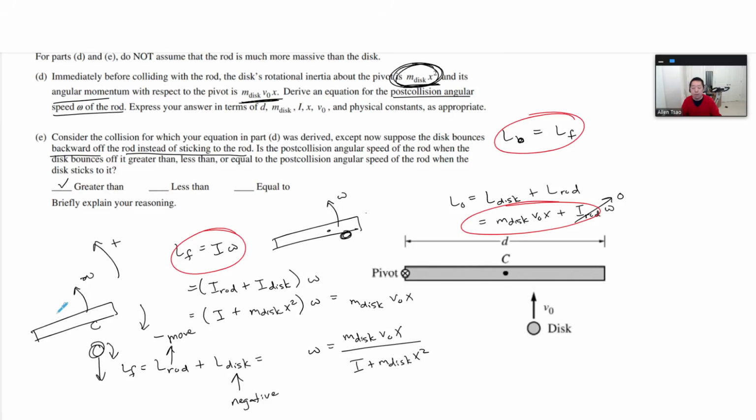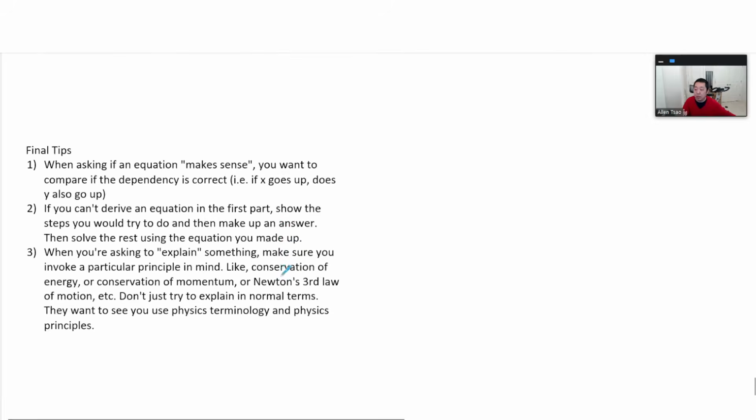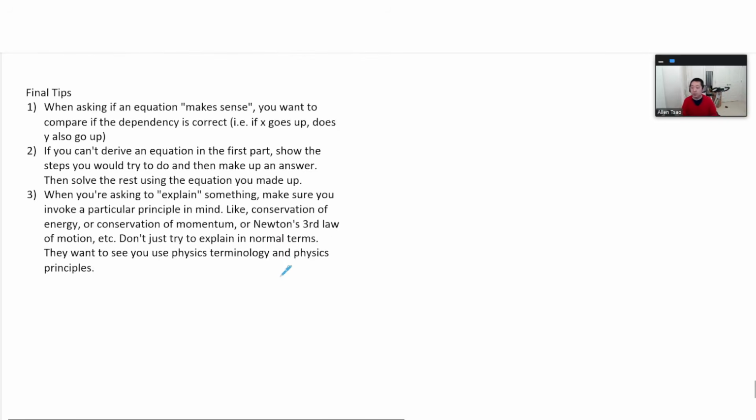Okay. All right. Last things I wanted to talk about with you guys. Final tips. I talked about the first one just now. When asking if the equation makes sense, you want to compare if the dependency is correct. That means if one variable goes up, another variable goes up too. That's a dependency that you're looking at. That's the main thing they're asking you to interpret in those equation-based questions. Second, if you can't derive an equation in one part, or you can't get an answer to a first part and the second part requires that first one, just show how you would use the answer from the previous part in your next part.